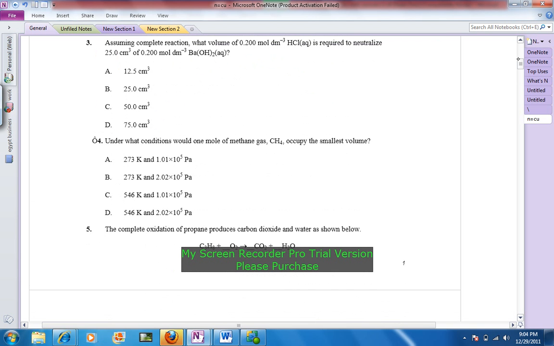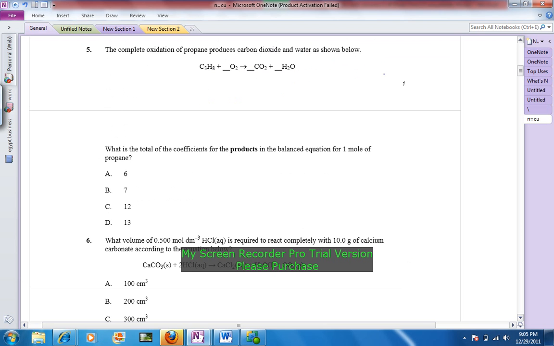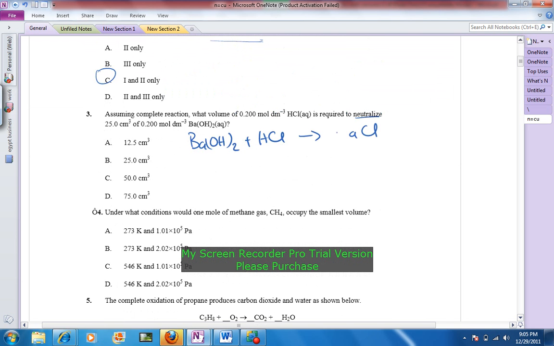Okay, for the next question, it says, assuming complete reaction. Again, it's a neutralization reaction, similar to the previous one, so I'm going to do it really quickly. Ba(OH)2. Do it with me and see if you get it right, or you can pause the video and check. Then BaCl2, and you have H2O here, and you balance the equation. You have a 2 here and a 2 here.